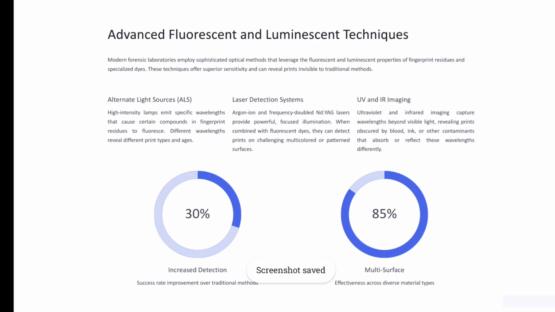Alternate light sources, or ALS, use high-intensity lamps with specific wavelengths to excite fingerprints invisibly to the human eye. Laser detection systems employ specific wavelengths like argon and helium-cadmium lasers for exceptional precision and control. UV and IR imaging captures fingerprints outside the visible light spectrum. Studies show remarkable results. Optical methods achieve an 85% effectiveness rate on multi-surface materials, while enhanced detection methods improve traditional results by 30%. Best practices and quality assurance.